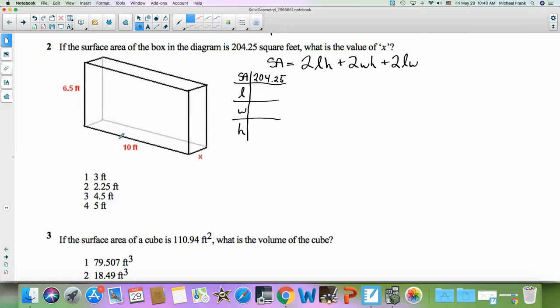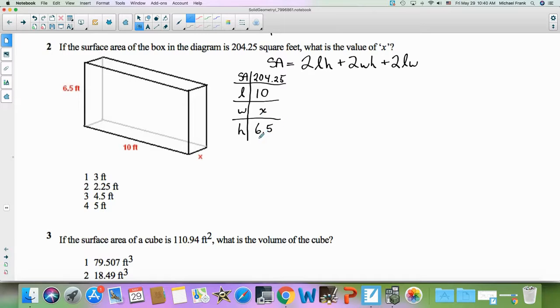If I look at the picture, I can decide that that 10 feet will be my length. I could decide that that 6.5 is going to be my height. And if I mix those up, it's actually not that bad. And it's the width that we're looking for. So they have it as X. I might as well keep it as X myself.